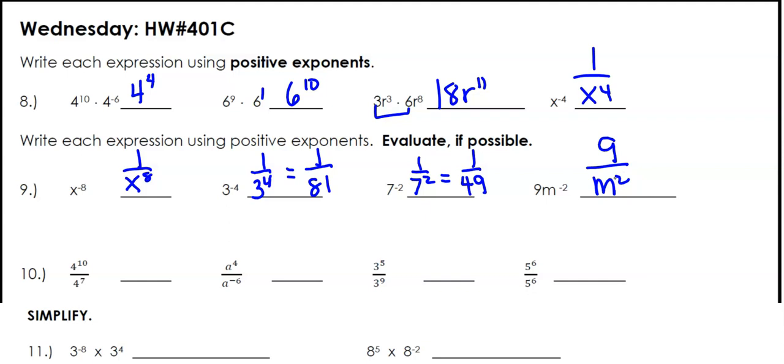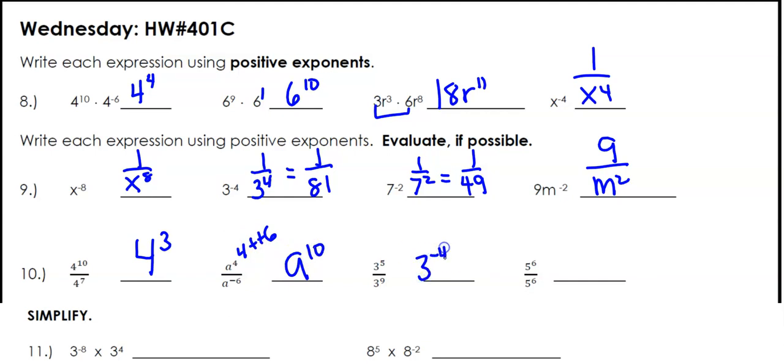All right, row 10 here. When you divide like bases, you keep the base, subtract the powers. This is a tricky one. 4 minus minus 6. So that's what we're doing. 4 minus a minus 6. We got two negatives. That makes a positive.